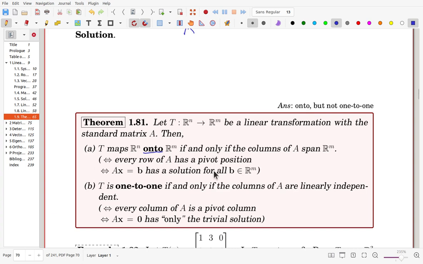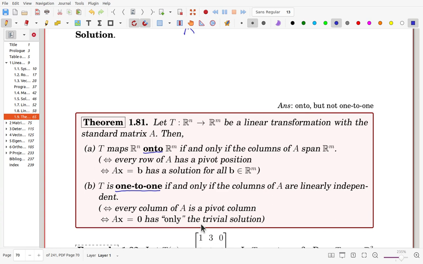So they are all equivalent. For one-to-one, if the columns of A are linearly independent, then basically every column of A is a pivot column, so there is no free variable, and so Ax equals 0 has only the trivial solution. So they are all equivalent.